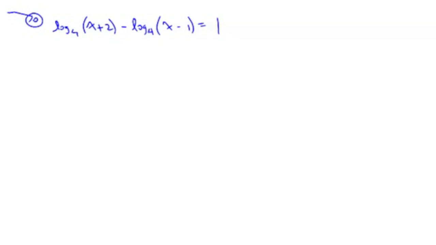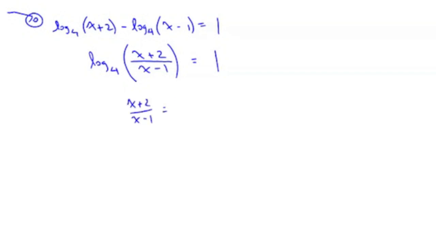Log base 4 of x plus 2 minus log base 4 of x minus 1 is equal to a boring 1. Now, I can't change it to an exponential yet, so I have to take care of the subtraction there, which makes it a division problem. So you get log base 4 of x plus 2 over x minus 1, and this is equal to 1. So it becomes 4 raised to the first. So you get x plus 2 over x minus 1 is equal to 4. Multiply to get rid of the denominator. You get x plus 2 is equal to 4 times x minus 1.